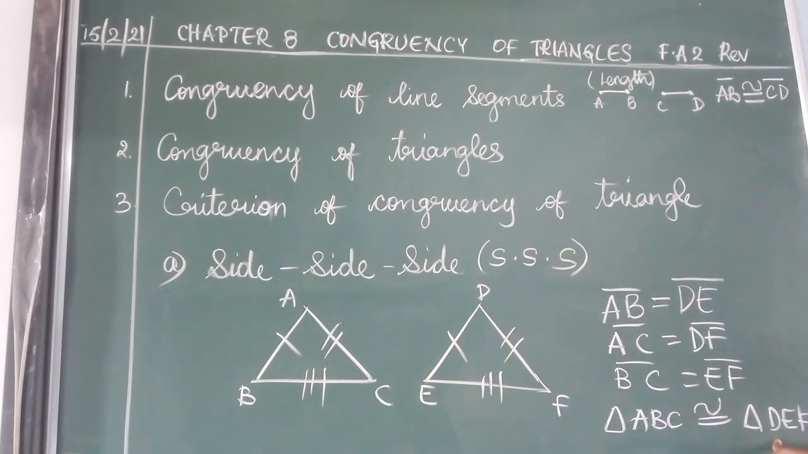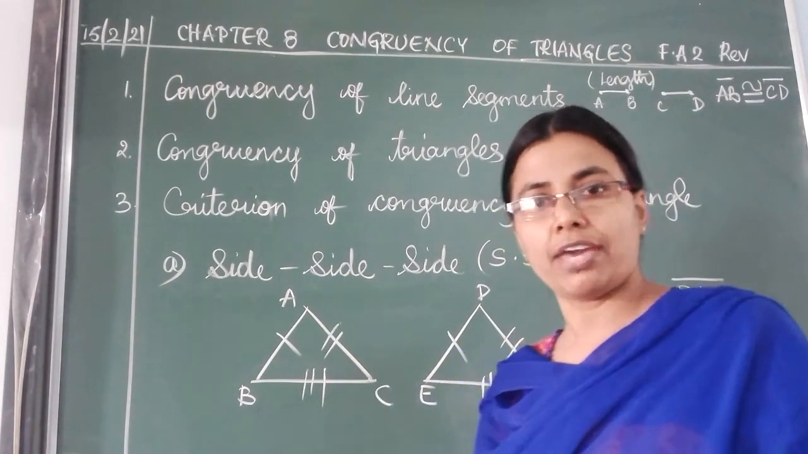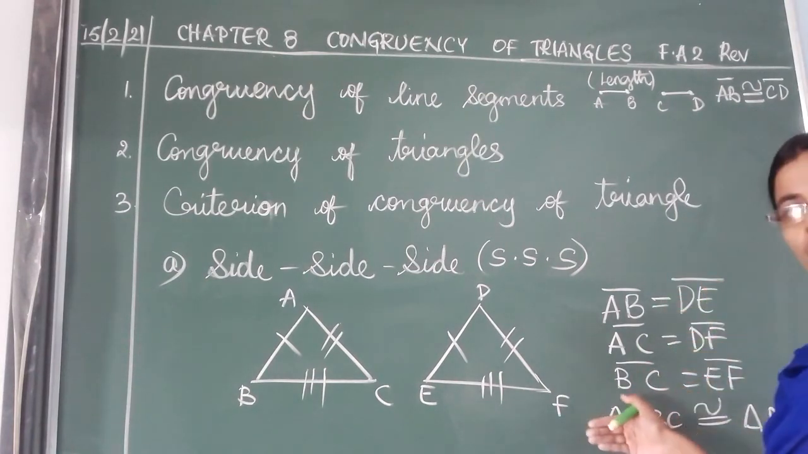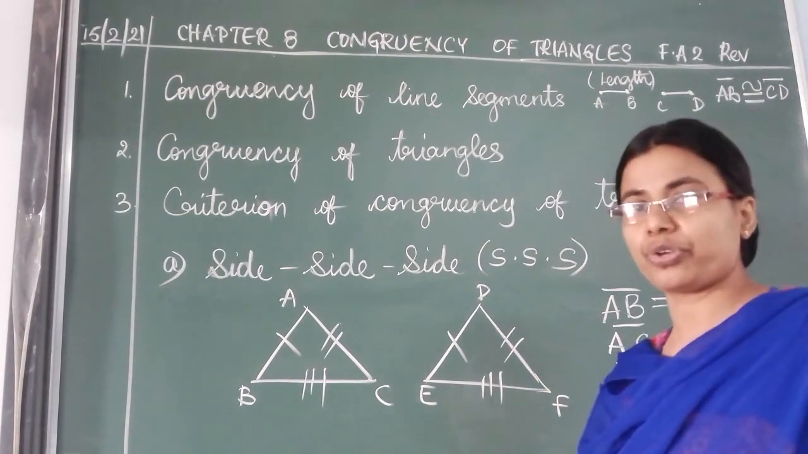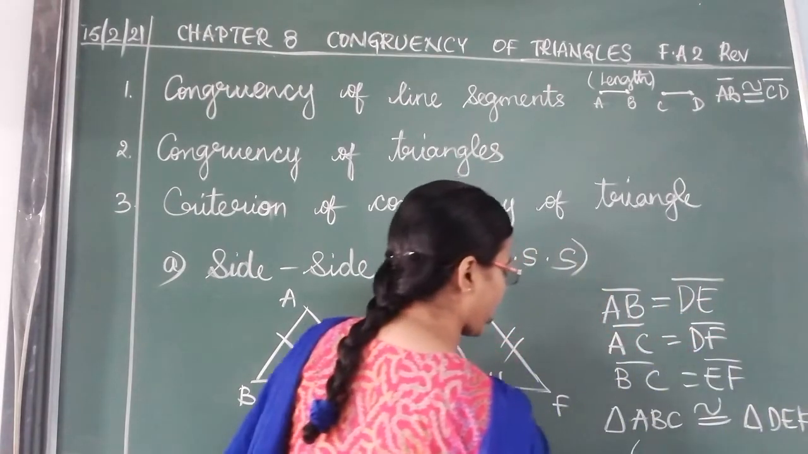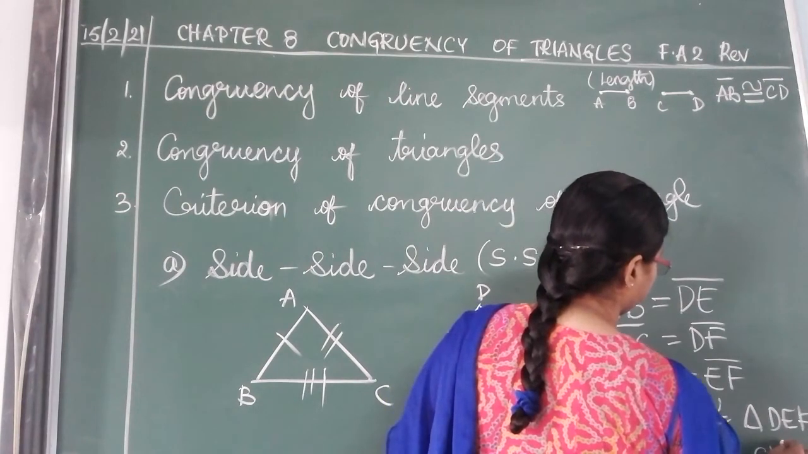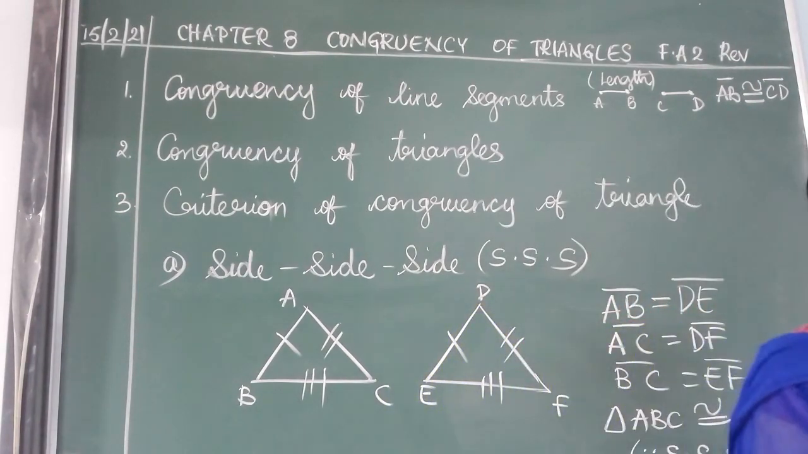Understood this? So whenever you have some problems or some figures which are given for you to solve for your FA, what you have to do is write what are the corresponding sides and which criteria you are using to tell that the two triangles are congruent to each other. So here in the bracket you have SSS criteria. Clear with the concept, children? Okay, let's move on.